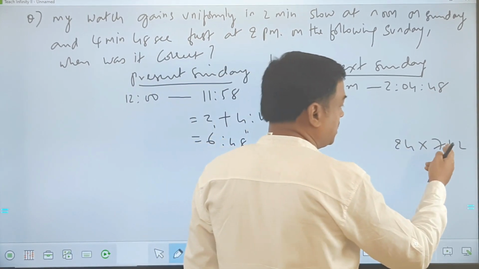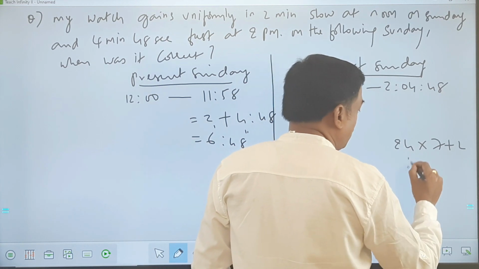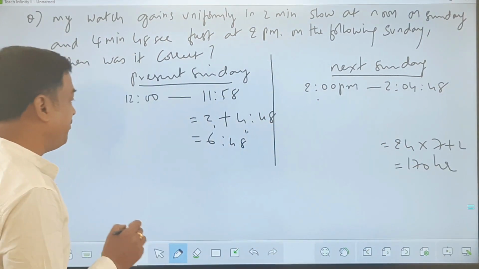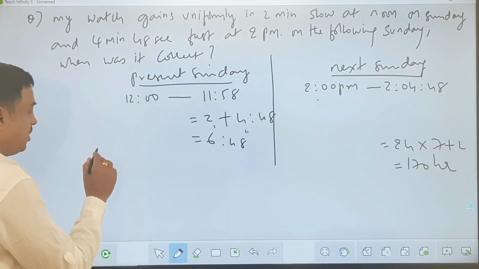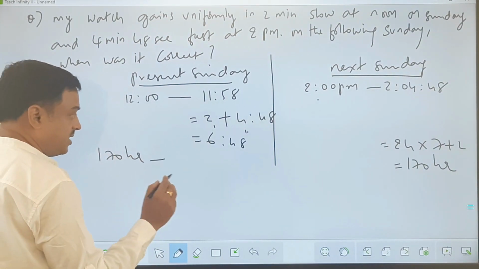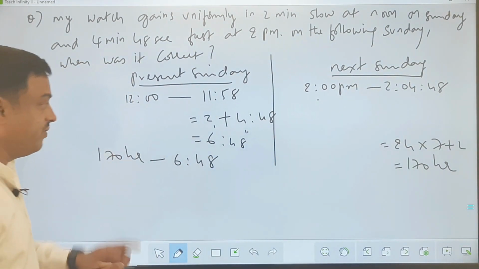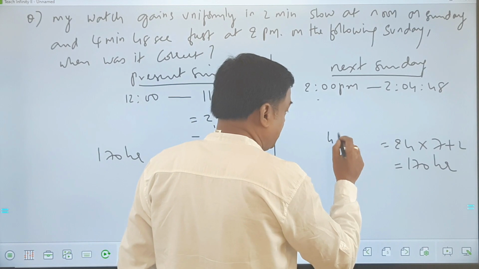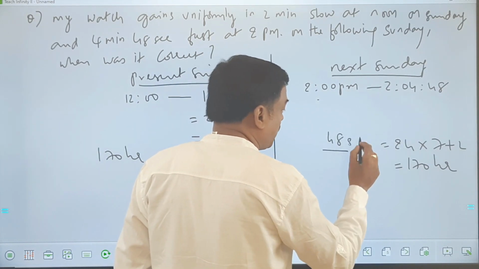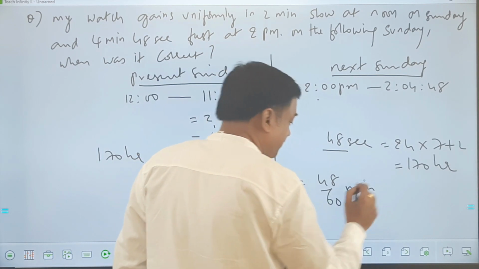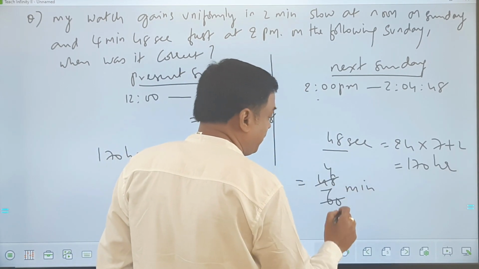140 plus 28, 168, and 170 hours in total. So what exactly happened, my friend? The analysis goes like this. In total 170 hours, it is gaining 6:48, or take a fraction value of it. 48 seconds. Please understand, if I wish to convert this into 48 seconds, it can also be written as 48 upon 60 minutes, which is 12 by 5 minutes.